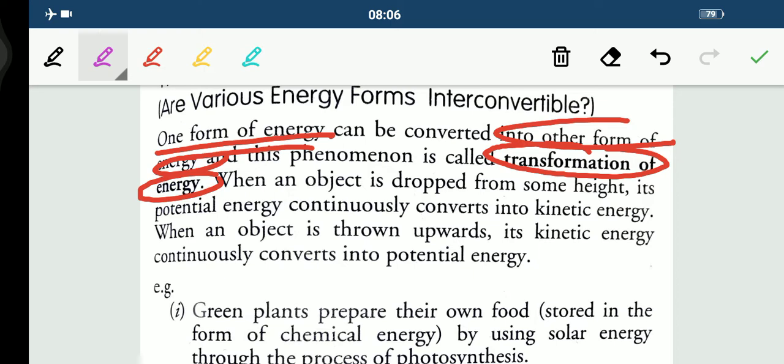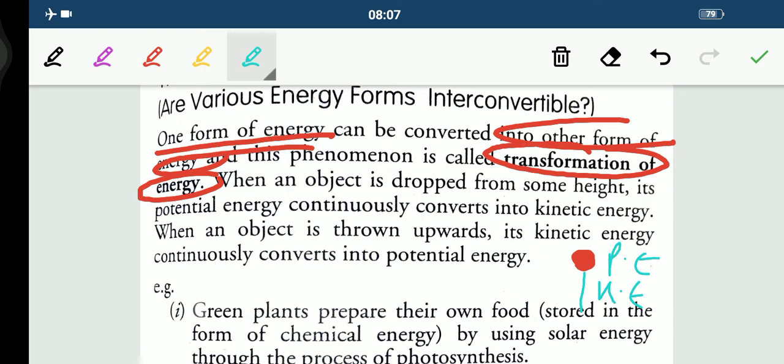transformation of energy. Now children, suppose an object is dropped from a height, let this be the object, which I'm making in red color. When an object is dropped from some height, it possesses energy due to its position, which we call potential energy, right children? So what happens here is that when an object is dropped from some height, its potential energy continuously converts into kinetic energy. Why? Because the object is in motion right now.